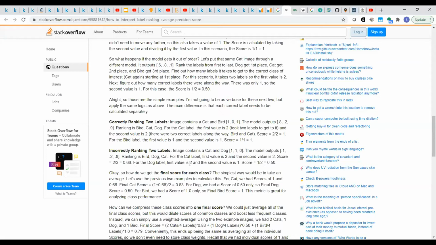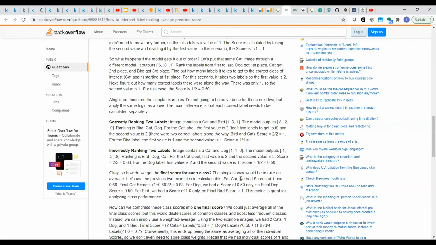And so the first value is 2, the second value is 1, so we're going to 0.5. Now, the interesting thing is, having done all this, how do we get the final score for each class, that is for each of cat, dog, or bird? How do we get to the final score? The simplest way would be to take the average, right? So let's use the previous two examples to calculate this.